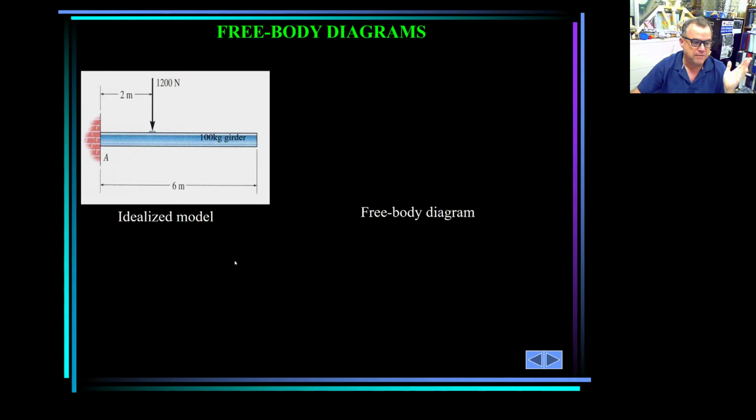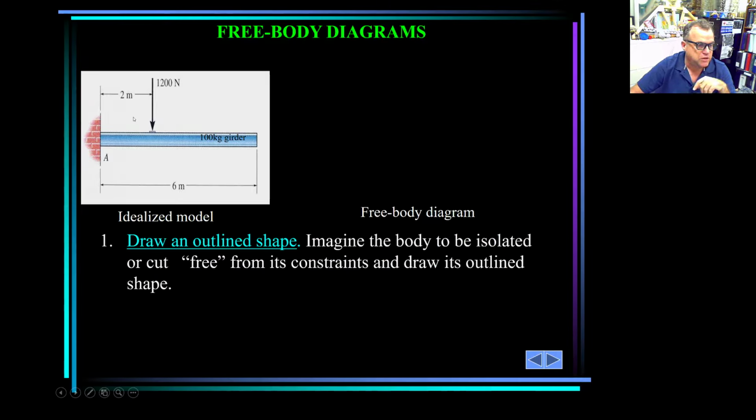Now, real life examples. I'm going to show you some real life examples later on. Look at this. This is the idealized model of a real case. You have a beam, a girder, 100 kilograms is the mass of the girder, and a force applied there. You want to do the free body diagram of this. What do you do? Remember, the first thing that you do when you have that situation is draw the outline of the shape. It's going to be here. I know this is fixed, this is the type of fixed support, so I'm going to do an outline over there. Yes, perfect.